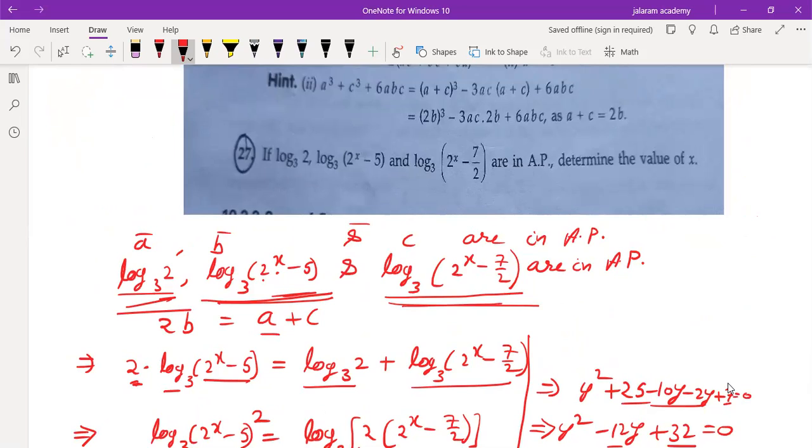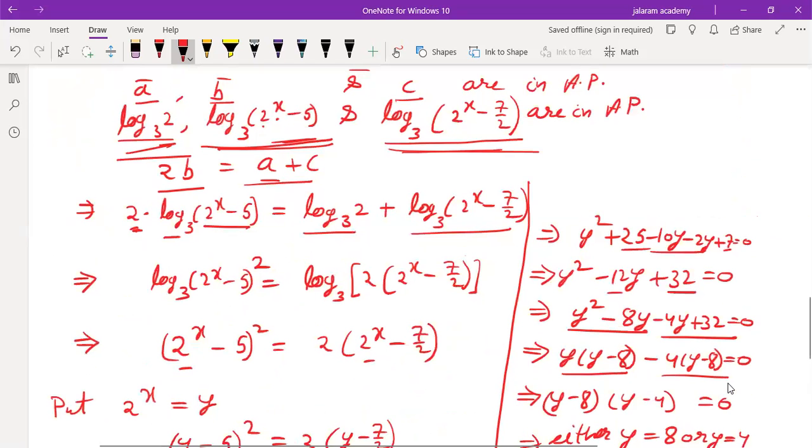As we have studied the properties of arithmetic progression, if three terms A, B, C are in AP, then twice the mean equals the sum of the extremes. So the mean is log of (2 to the power x minus 5) base 3. So 2 into log (2 to the power x minus 5) base 3 equals A, the first term, log 2 base 3, plus C, the third term, log (2 to the power x minus 7 by 2) base 3.